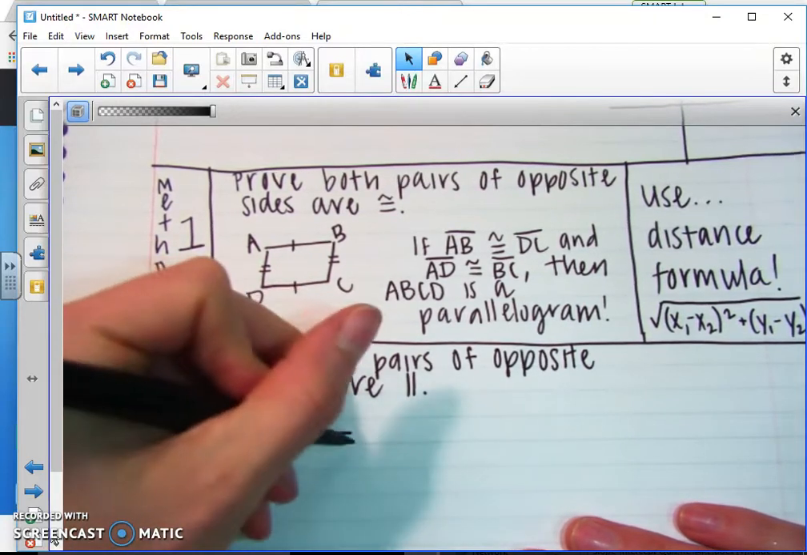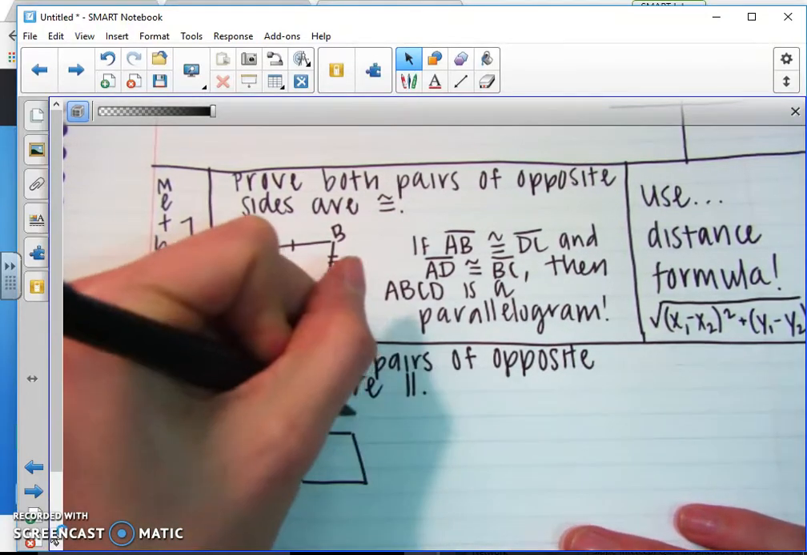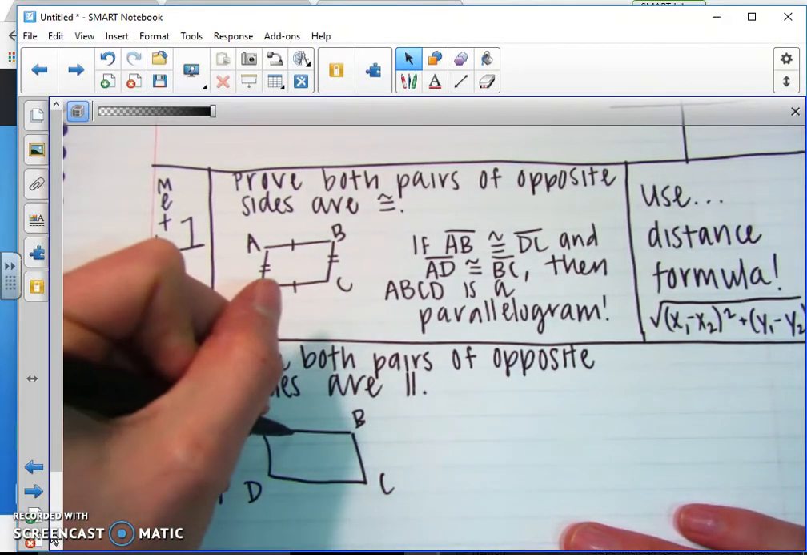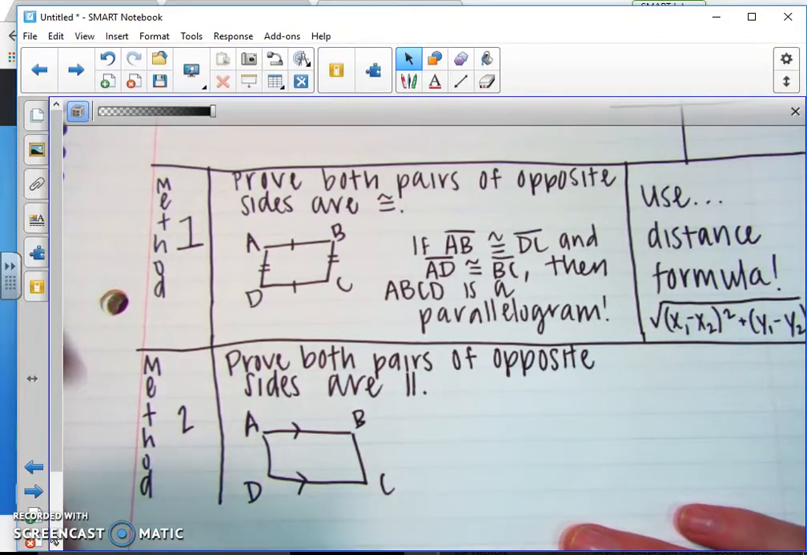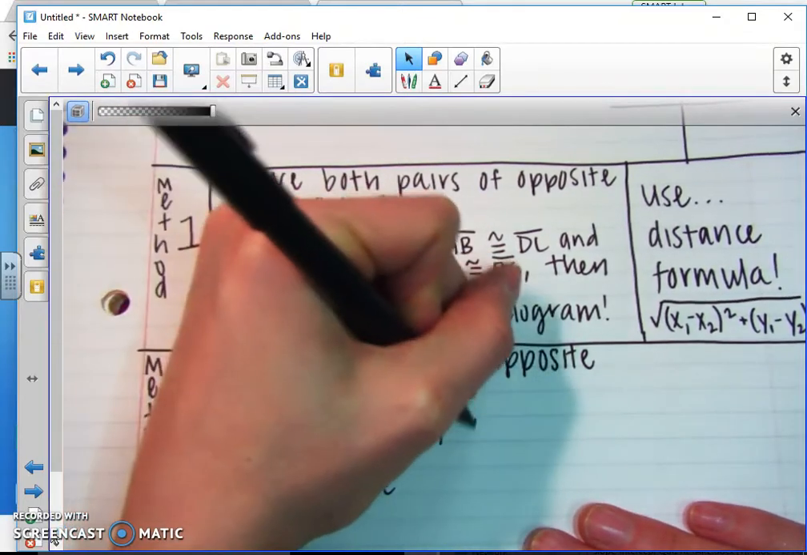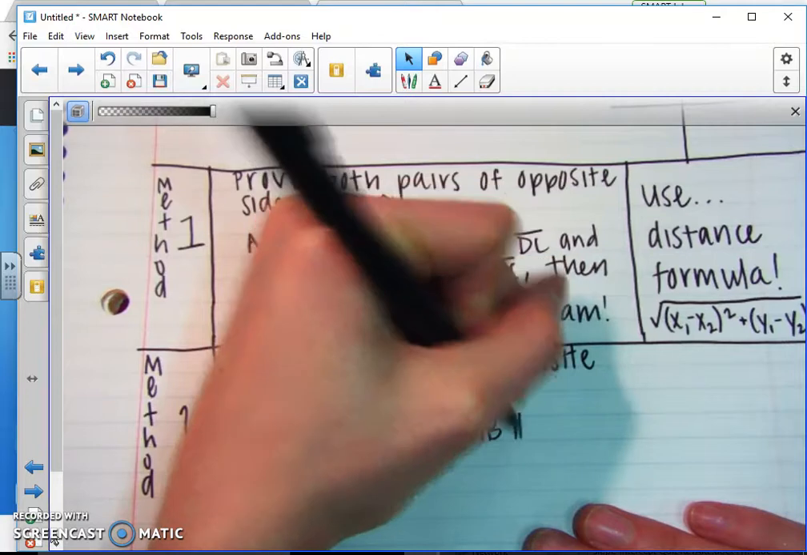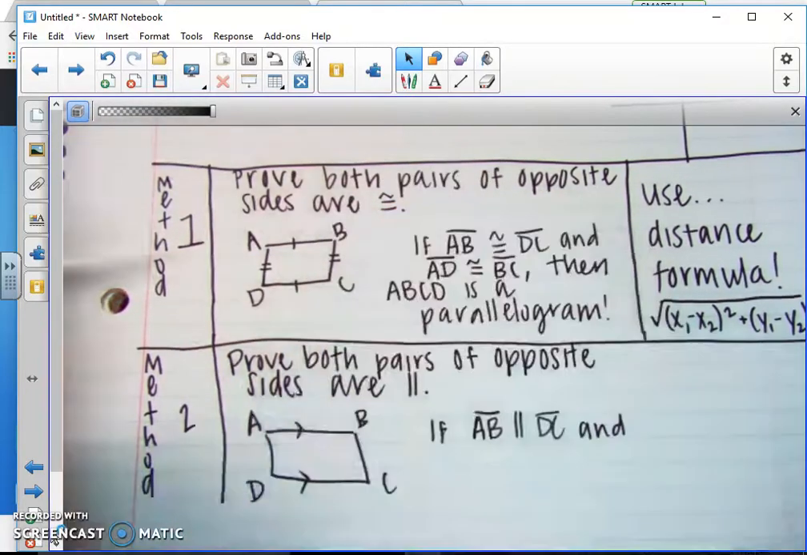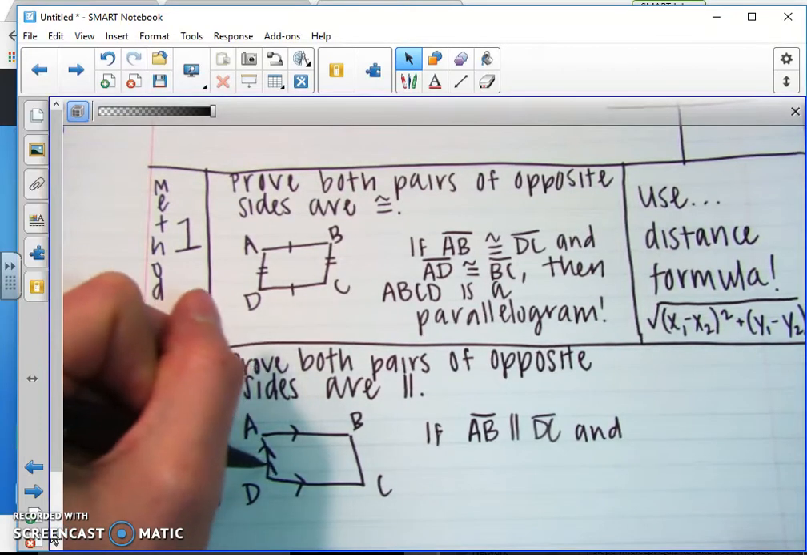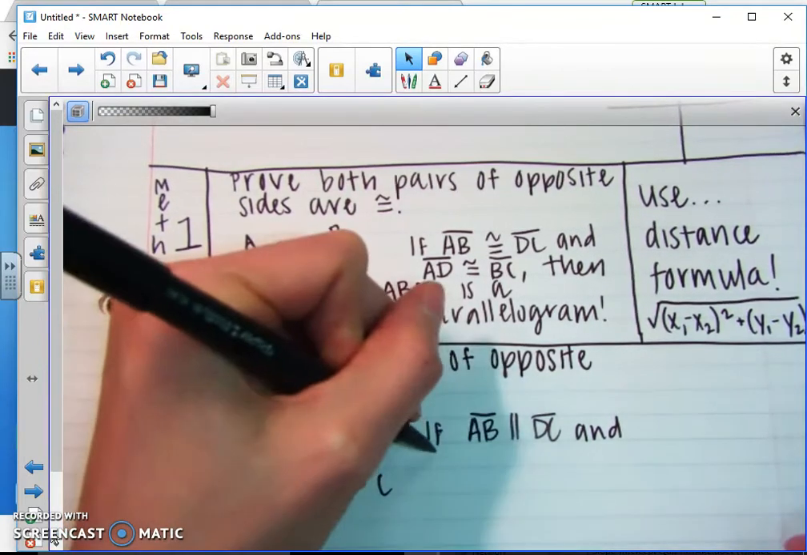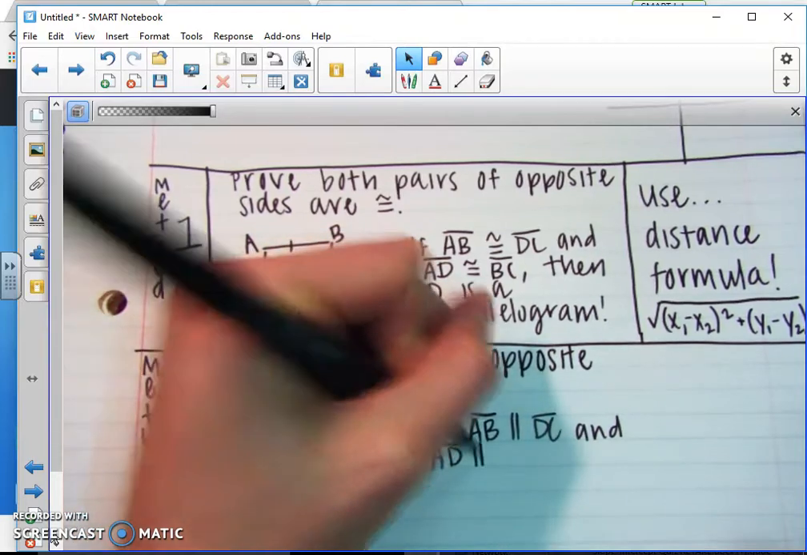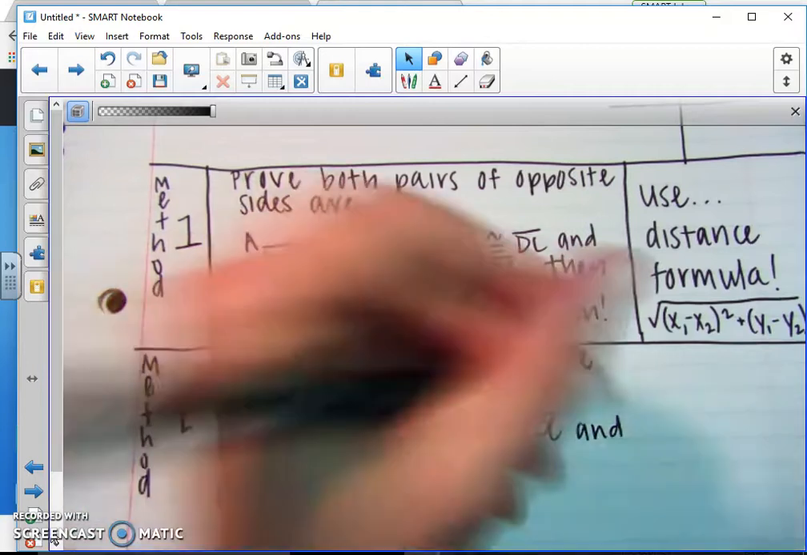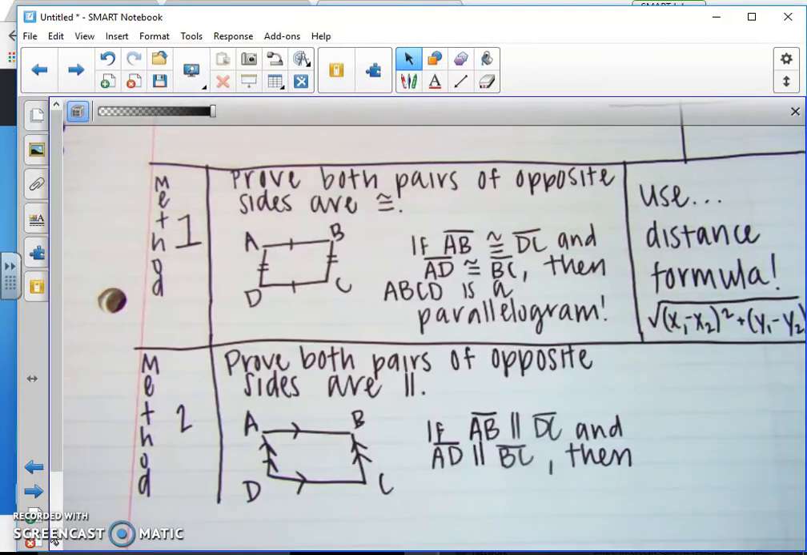All right, so if I have my ABCD, I want to prove that AB is parallel to DC. So if AB is parallel to DC, the opposite side, and AD is parallel to BC, then the figure is a parallelogram.